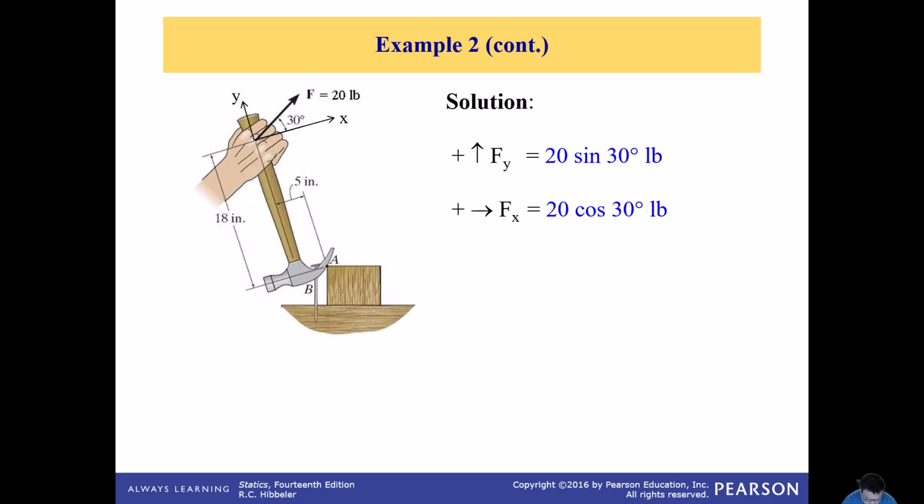So the Fy force's moment on point A is moving the hammer clockwise, which is negative, and for Fx, it's also moving the hammer clockwise, which is also negative. So that's why I have two negatives here. So here is the final answer.